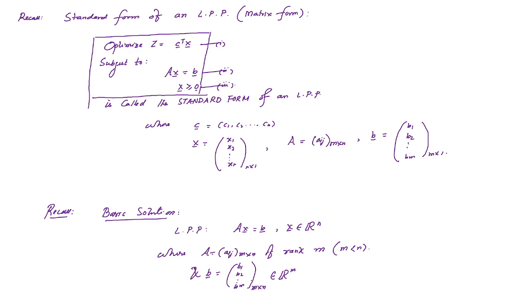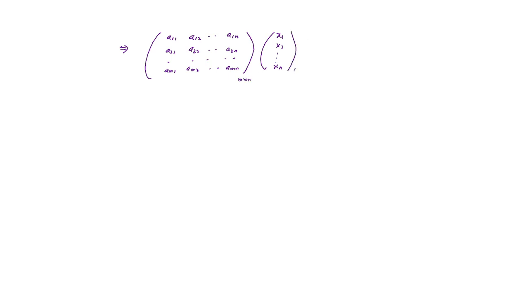Now when we see AX equals b, this is basically a system of linear equations. So if we write all these things, A11, A12, A1n, A21, A22, A2n, Am1, Am2, Amn, multiplied by x1, x2, xn. This is an m cross n matrix, this is n cross 1, b1, b2, bm, m cross 1. And you will see this is a linear system of simultaneous equations.